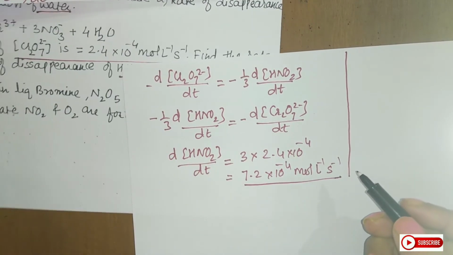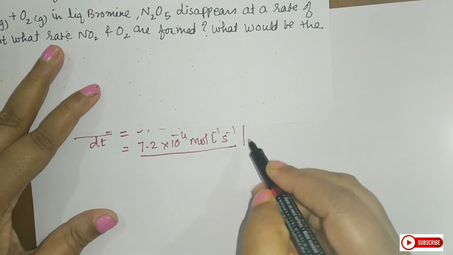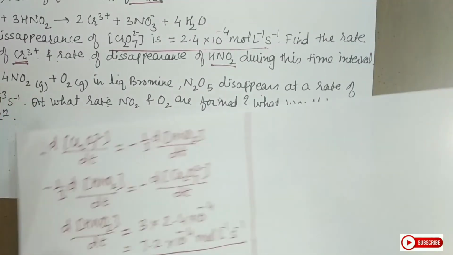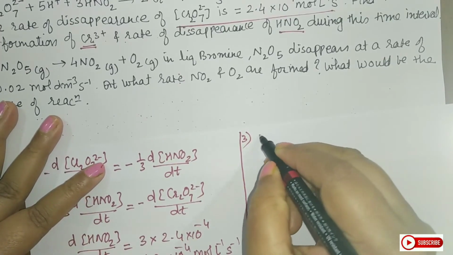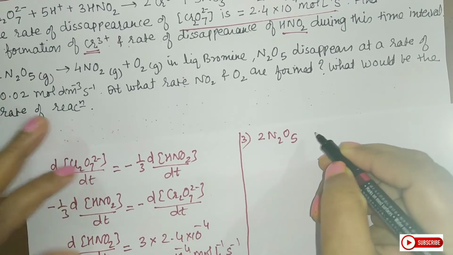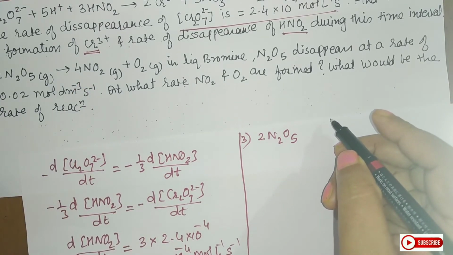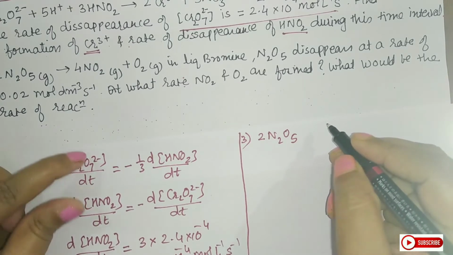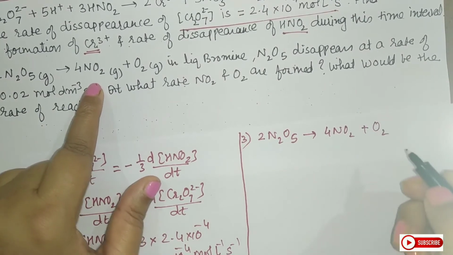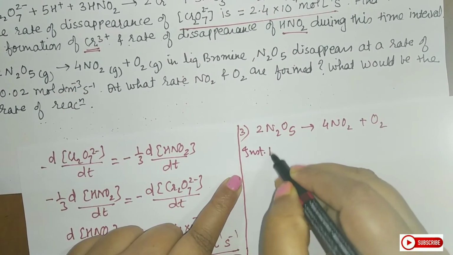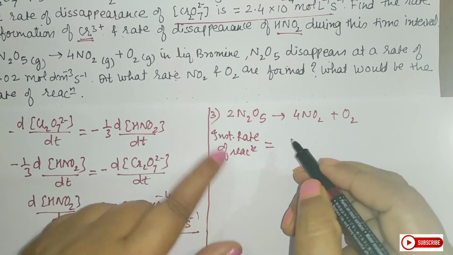So let us move on to the third problem. Now it is easy, students, you can do this simultaneously with me. So let us start for this. The third problem. For the third problem, the equation is written. So I am writing the equation 2N2O5. There is only one reactant which is given and two products which are formed. So let us write this, gives 4NO2 plus O2.